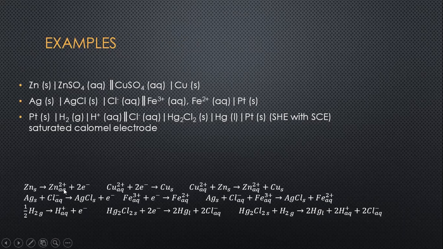But we're just looking at what reaction is going to occur. We have this reaction, so the total reaction is this. Silver solid plus chloride goes to silver chloride. Iron 3 plus goes to iron 2 plus. The net reaction is that. Hydrogen goes to H plus. Mercury chloride goes to mercury and chloride.